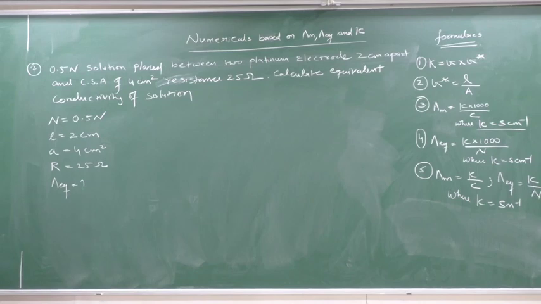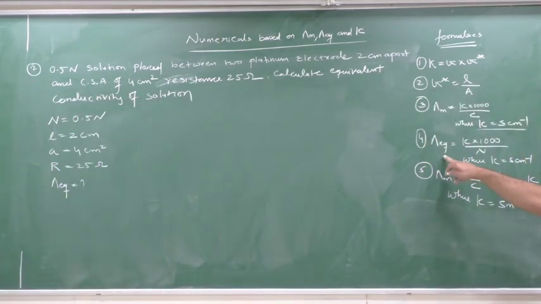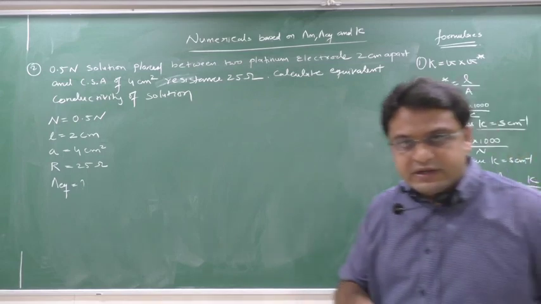Okay. Now lambda EQ. So I have here two formulas for lambda EQ, that is K 1000 upon N, and K upon N. Here K should be used in Siemens per centimeter and here Siemens per meter. But in both formulas, we have to first calculate the K. K means conductivity. So first we will try to calculate K.